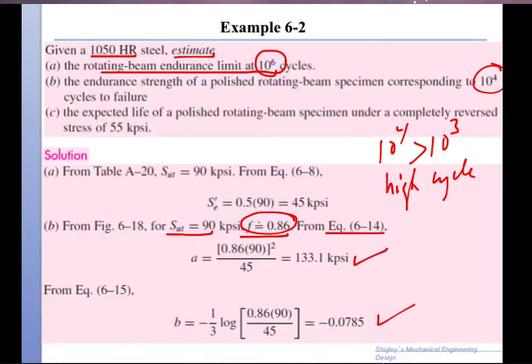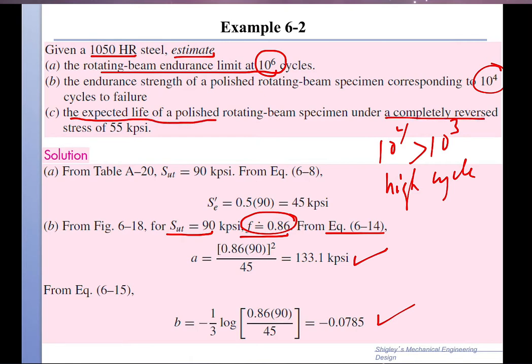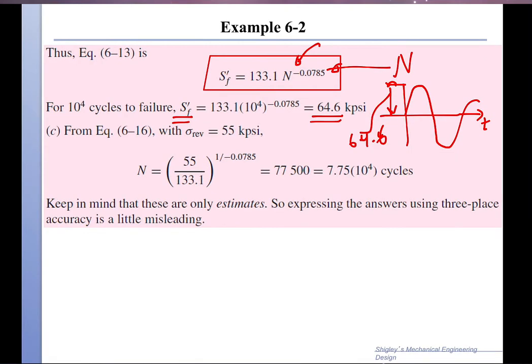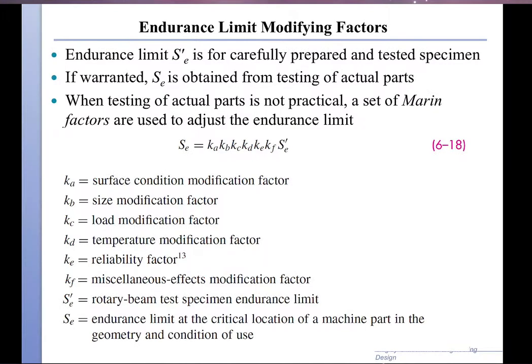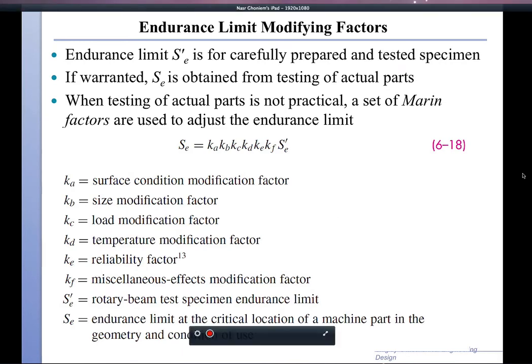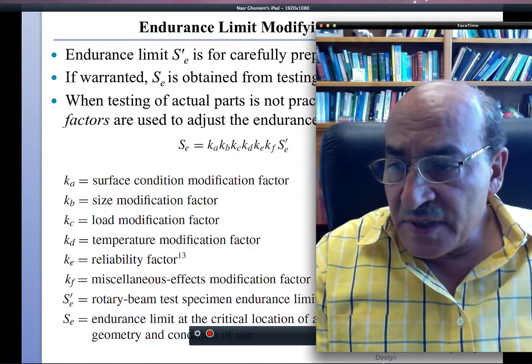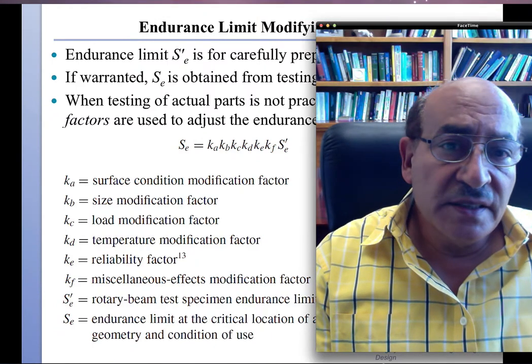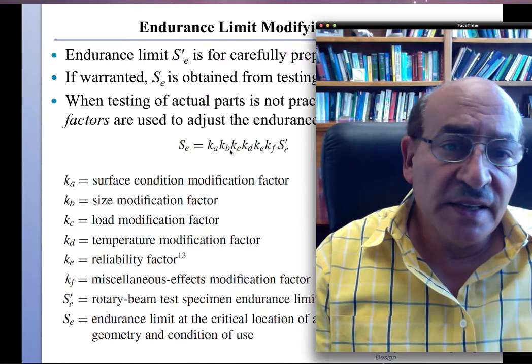For part C, the question is, what is the expected life under a completely reversed stress of 55 ksi? It's kind of the same equation but backwards. We're given the stress and we want to find N, so we can rewrite it backwards and find the number of cycles to be 77,500 cycles. Okay, so I think at this point I'll stop, and in the next segment we will discuss the endurance limit modifying factors and then work a few more examples.